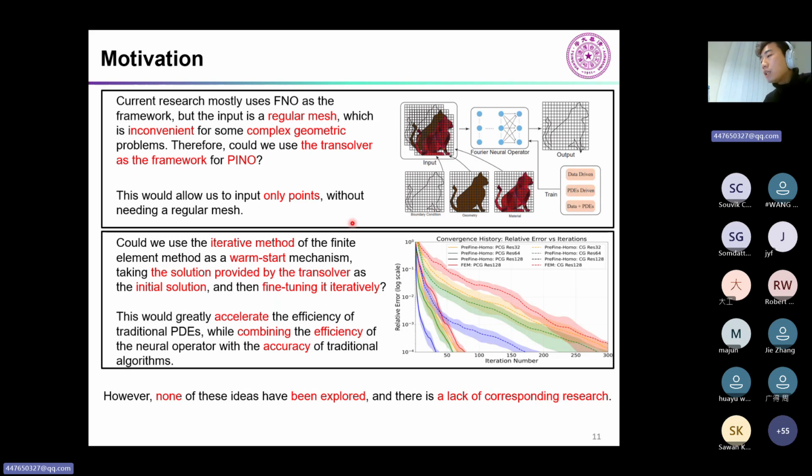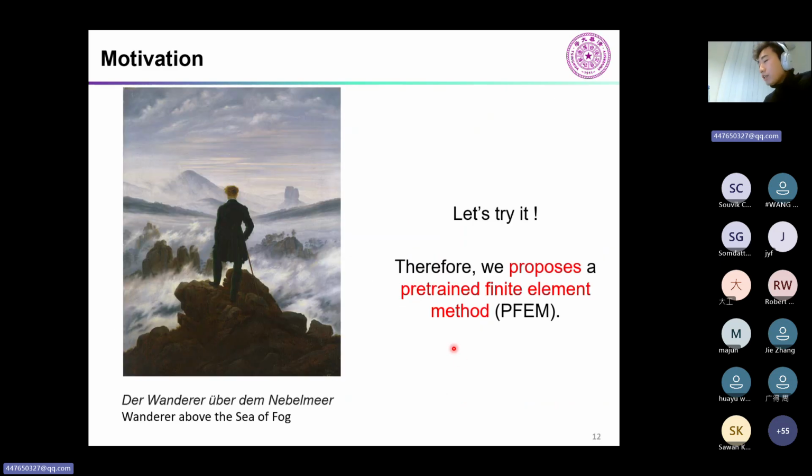The second question I want to ask is, could we use an iterative way, like the finite element method, to make the accuracy better? We can use the Transolver as the initial solution and then fine-tune it iteratively. So it will combine the efficiency of neural networks and the accuracy of the traditional algorithm. However, no one has used or explored this idea, so there is a lack of corresponding research. So let's try it. Therefore, we propose a Pretrained Finite Element Method.